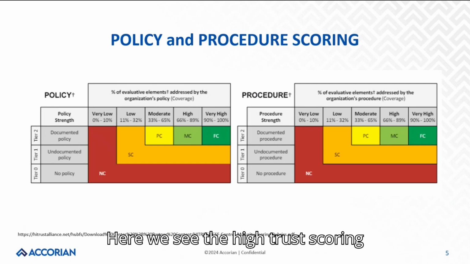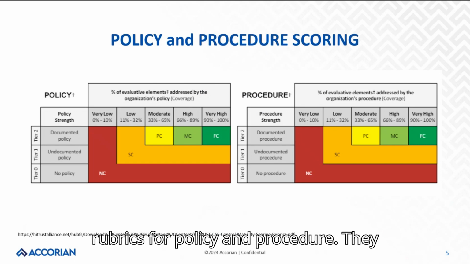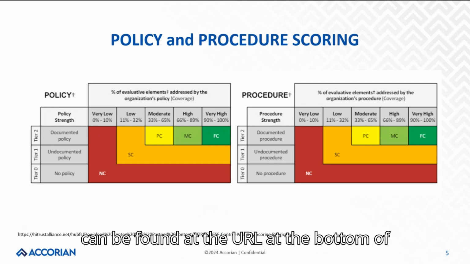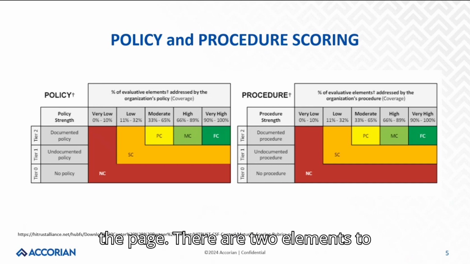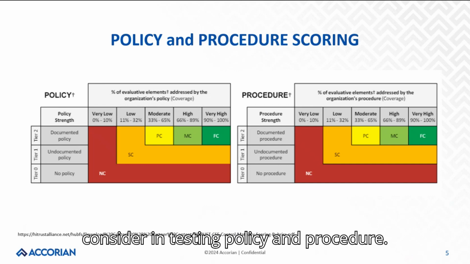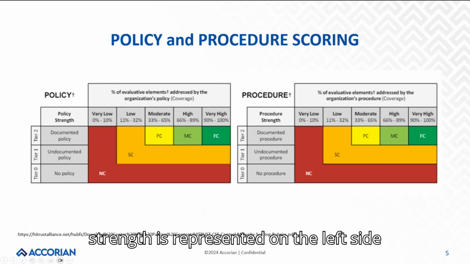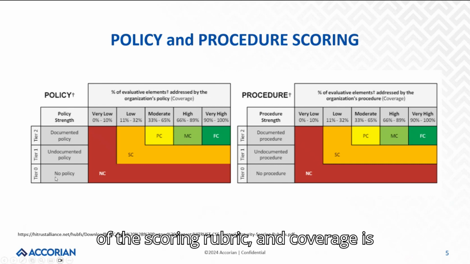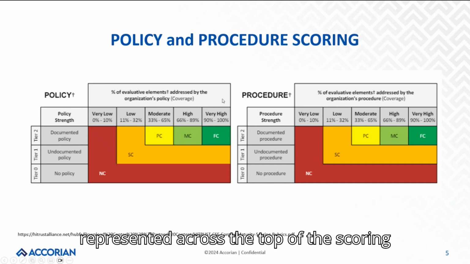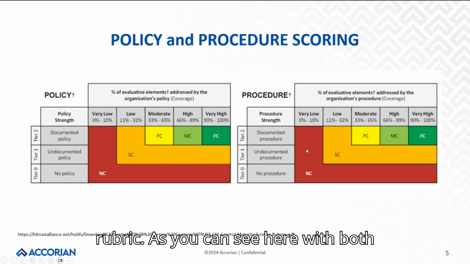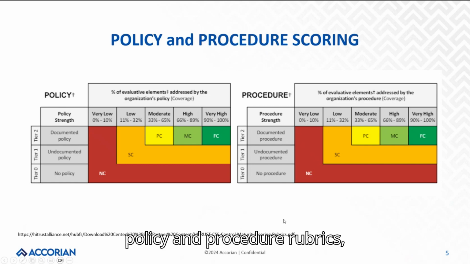Here we see the HITRUST scoring rubrics for policy and procedure. They can be found at the URL at the bottom of the page. There are two elements to consider in testing policy and procedure: strength and coverage. Strength is represented on the left side of the scoring rubric, and coverage is represented across the top of the scoring rubric, as you can see here with both policy and procedure rubrics.